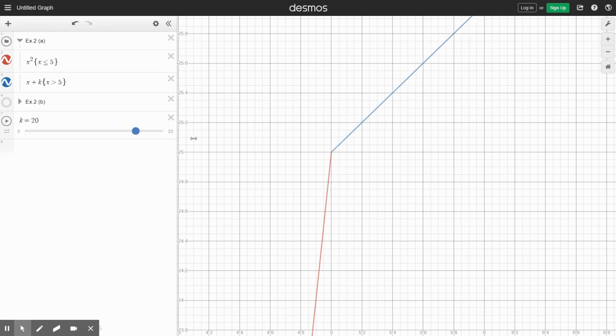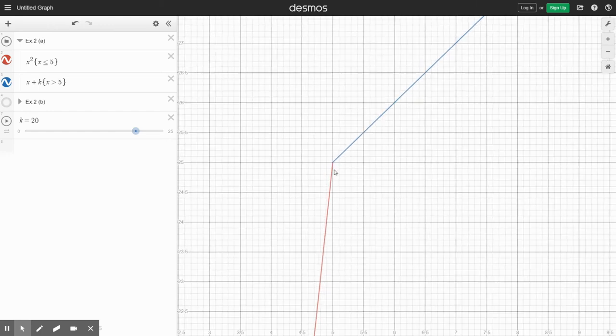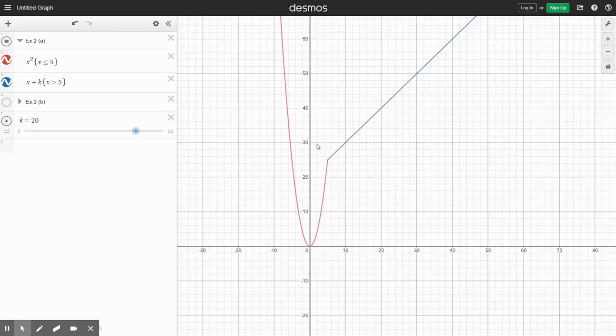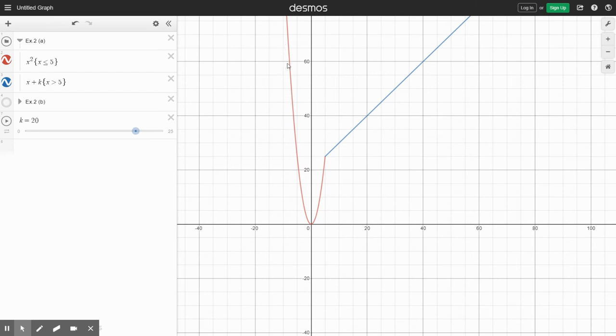there it is. If we set it exactly at 20, and I zoom out, this whole function is going to be continuous, because we're looking at the red function, and where the red function ends, the blue function picks it up. So now there are no holes and no gaps. Therefore, the piecewise function is continuous.